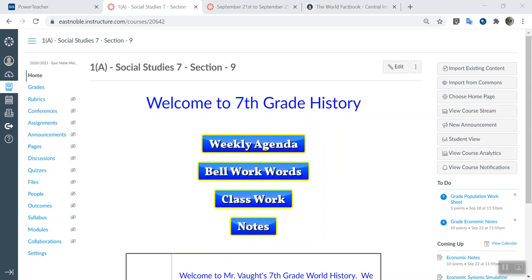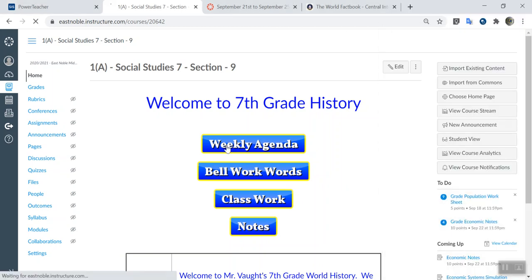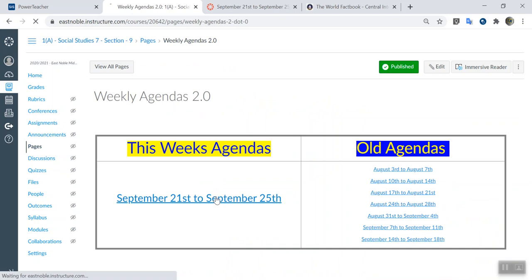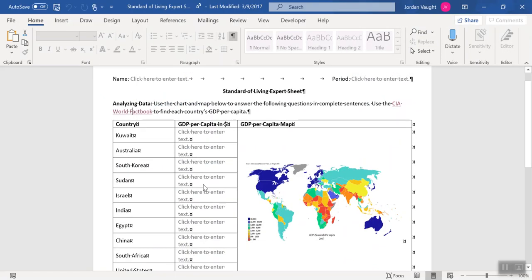That will be, let's look at the calendar, the 25th. Okay, so go to my weekly agenda. You're going to click here on this week. So you're going to scroll down. Okay, you're going to see it says standard of living. That's what we're looking for. All right, so standard of living, you're going to download it. It's going to look like this.